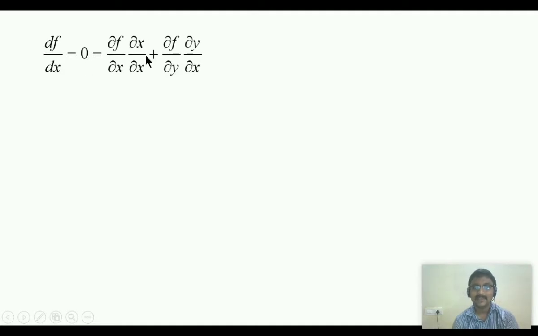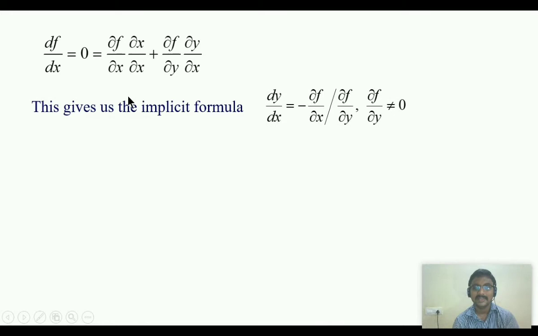Then simplifying this equation, we will get the value of dy by dx as minus dou f by dou x upon dou f by dou y, where the denominator, dou f by dou y, cannot be 0. This formula is known as the implicit formula. Very important, don't forget, the implicit formula is given by dy by dx equal to minus dou f by dou x whole upon dou f by dou y.